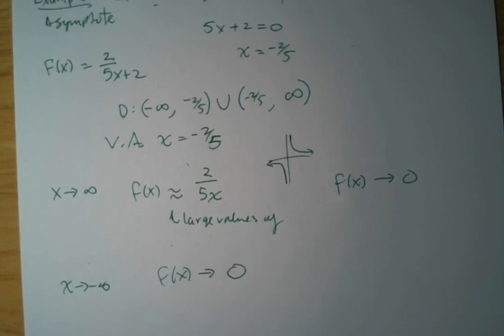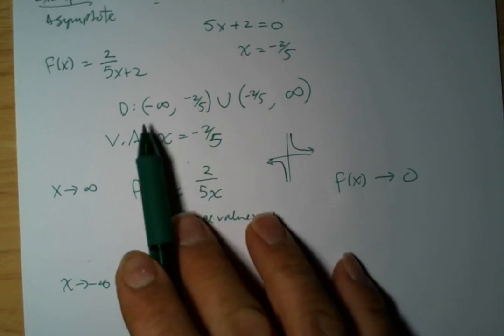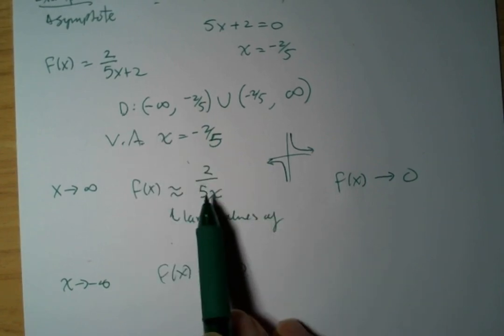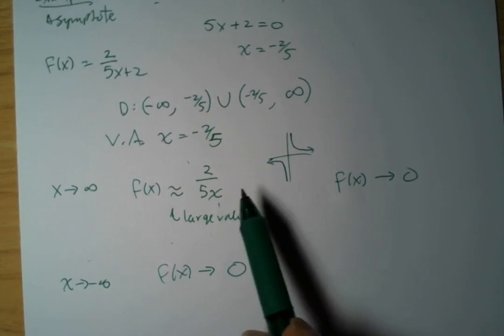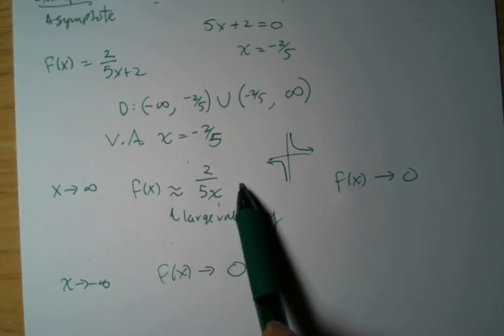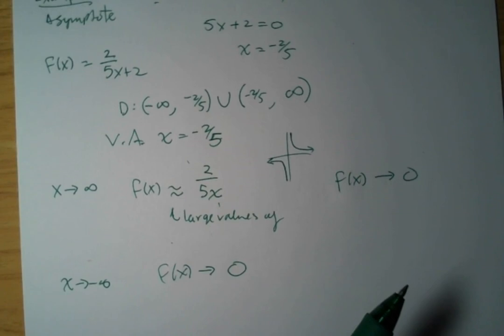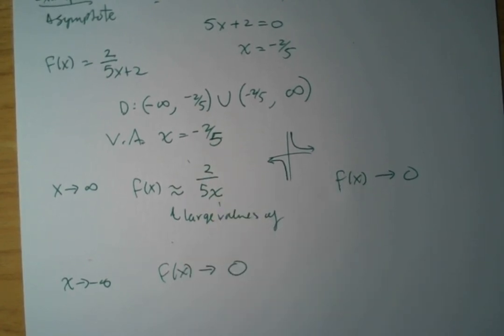And the reason for that is that this value of 5x takes over, right? It's more dominant. Think of large values, let's say x was 10,000. That plus 2 is not going to make much of a difference to the value, so we can just approximate it by 2 over 5x. So that's the thought process behind that.